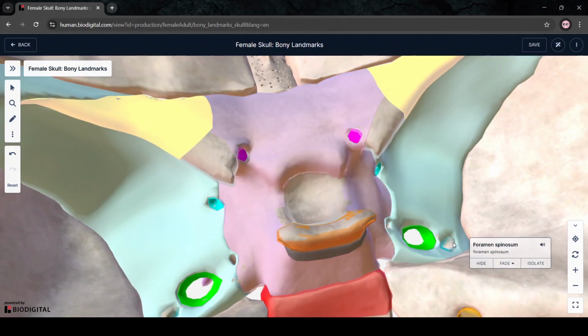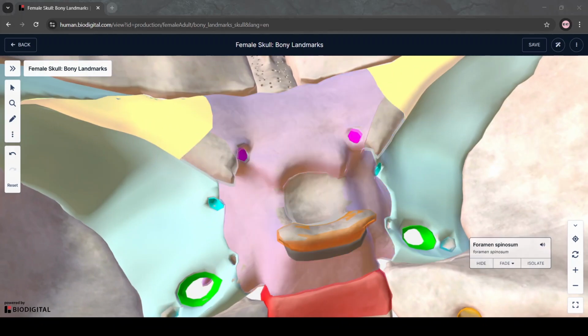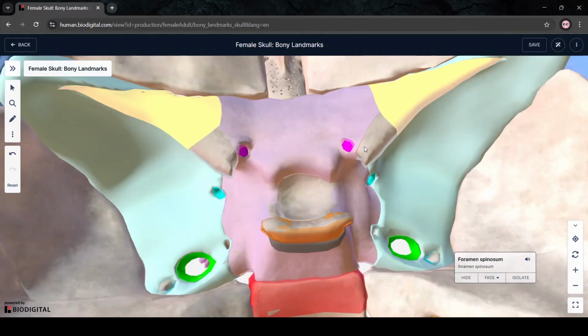Wait, this is spinosum. Wait 1 second, sorry. A few moments later. All right, sorry. Technical difficulties again.